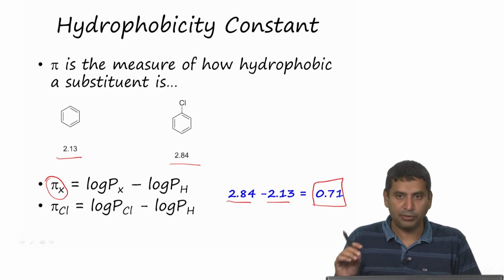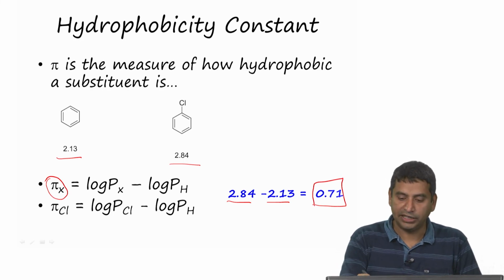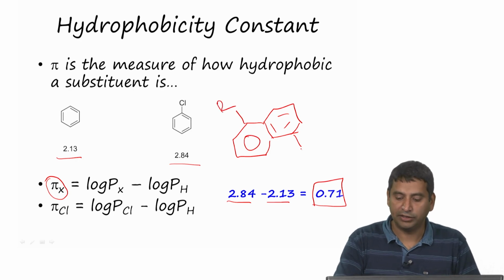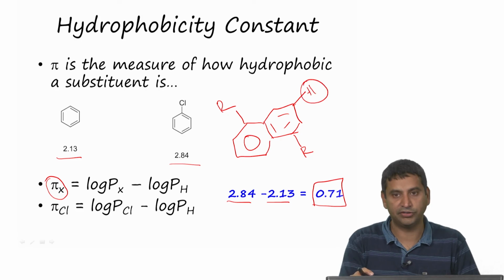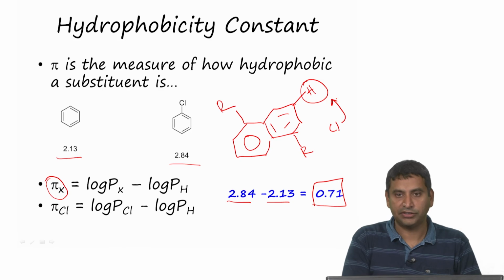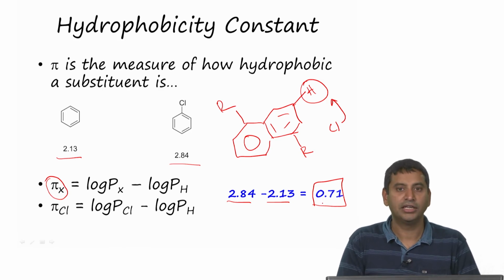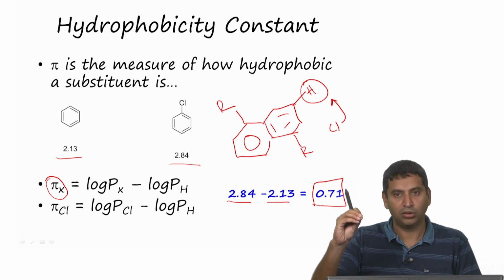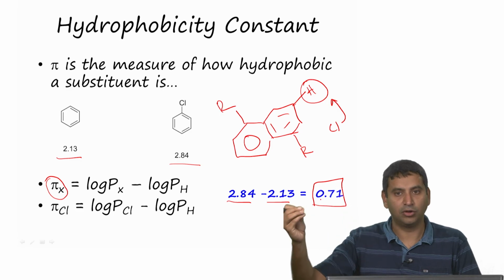Now, the interpretation of this 0.71 is that, let us say I have a complicated structure with many substituents, let us say I have R groups here and so on. If I substitute one of these positions which has a hydrogen with Cl, I can suggest that the log P value may change by around 0.71. Therefore, this hydrophobicity constant is very useful to understand how the substituent affects the log P value.